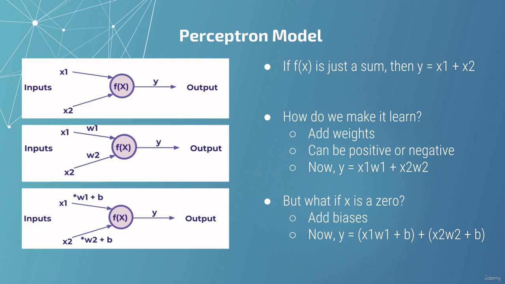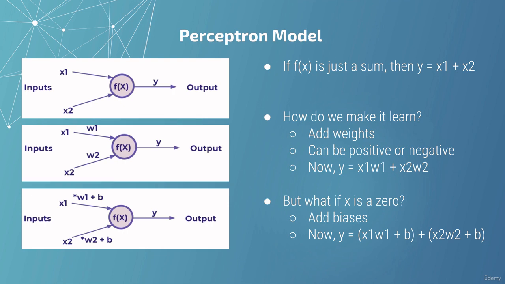But what if x is 0? Then the weights have no effect, because it would all equal 0. That's where biases come in. Biases are added to the input so that even when x is 0, the inputs can still be adjusted. So, adding both the weights and the biases, our equation becomes y equals x1 times weight 1 plus b plus x2 times weight 2 plus b.